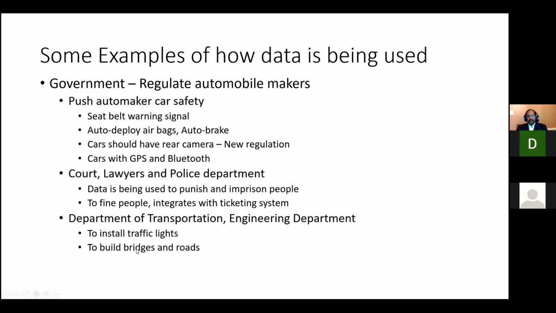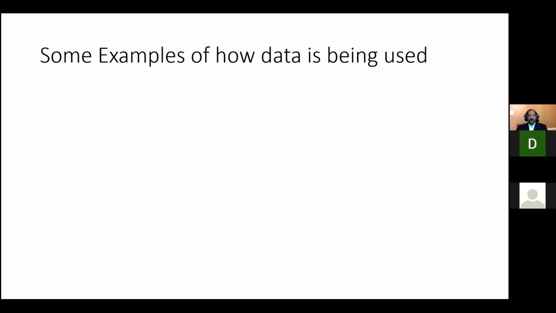They're getting data from us, from our database. To make one-way roads, or increase or decrease speed limits, all are based on the data.